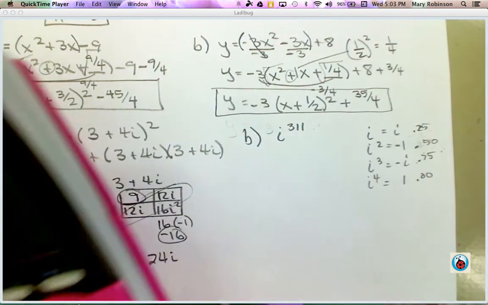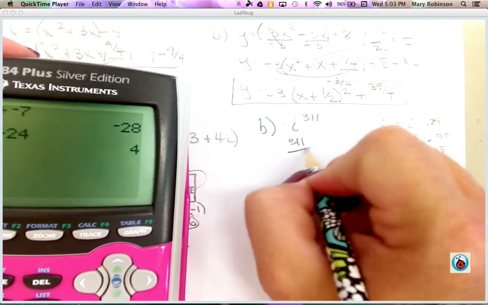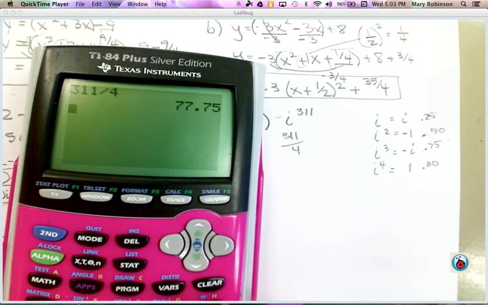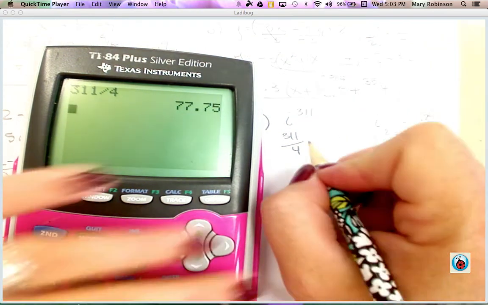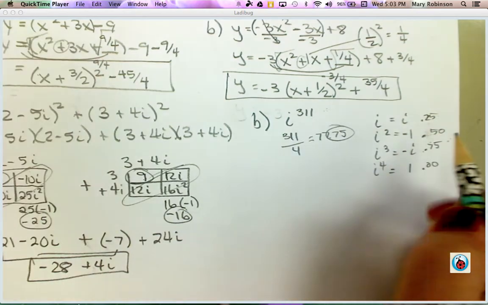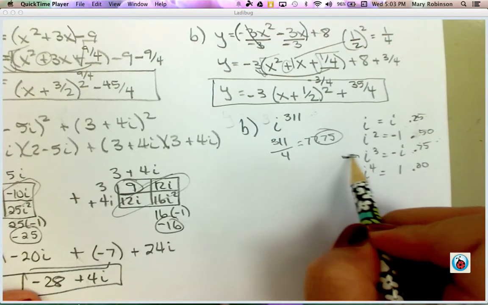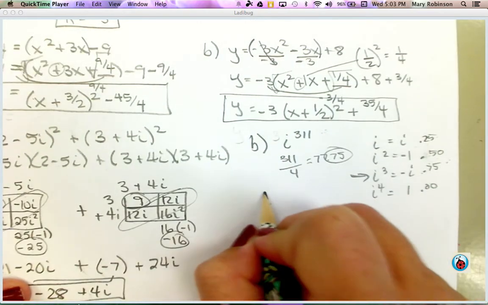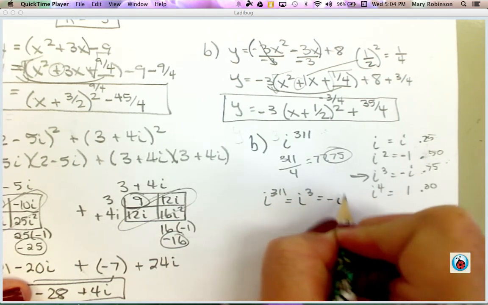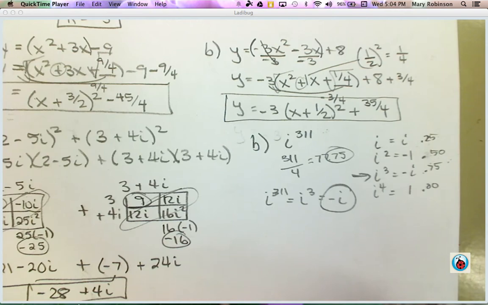So I'm going to take the 311 and divide by 4. It ends in 0.75, 77.75. So that means it equates to i cubed. So i to the 311th is the same thing as i cubed, which is negative i. And that would be my answer, negative i.